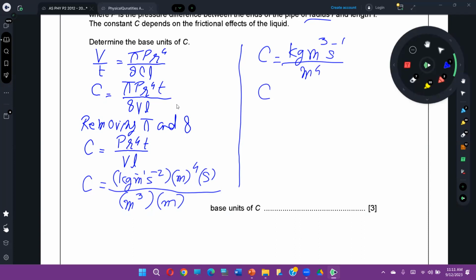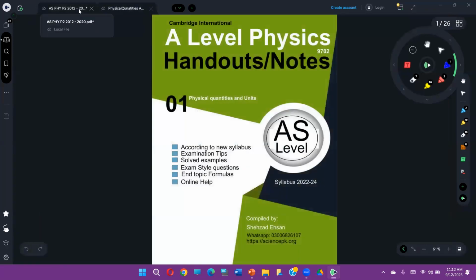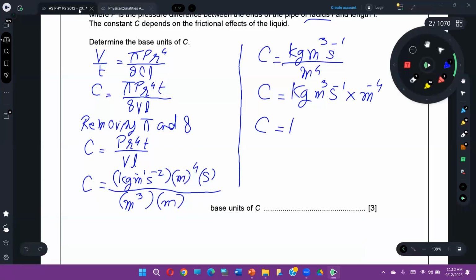Okay. In the paper, you are supposed to show each and every step. kg m cube s minus 1. I'm bringing the denominator up. 3 minus 4, minus 1, kg m minus. Sir, what is r here? R is the radius. R is the radius. Kg. What would be the power of m? S minus.